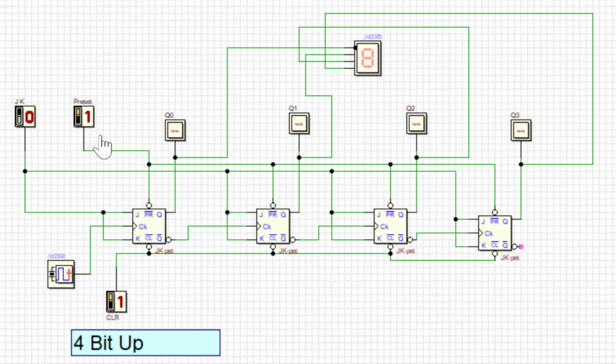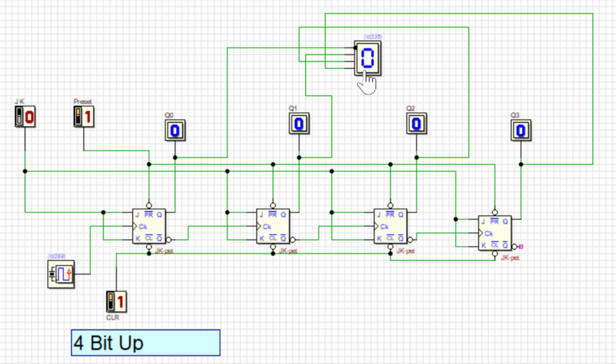Now if you look here, both my preset and clear are 1 1. So let me clear the flip-flops first. Now I have cleared my flip-flops, and you can see all the flip-flops are 0 0. Now the counting starts from all zeros to all ones. The moment I make J equal to 1 and K equal to 1, it's going to take the counting.